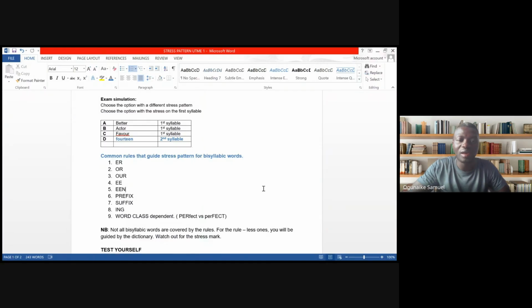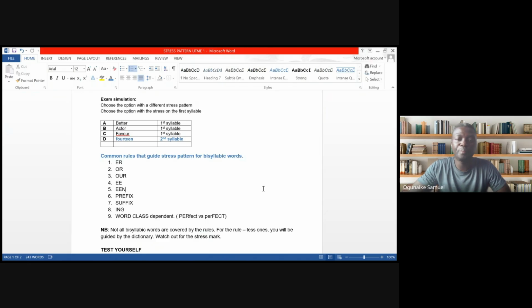Now, number 9, word class dependent. Some two-syllable words will be stressed differently depending on their word class. In case you have not mastered your word class, of course, please, you have to do that. Word class is the same thing as parts of speech. There are 8 of them. But then, interestingly, some words could function as 2 things. You can have a word that could function both as a verb and as a noun.